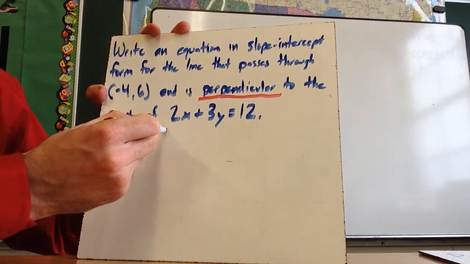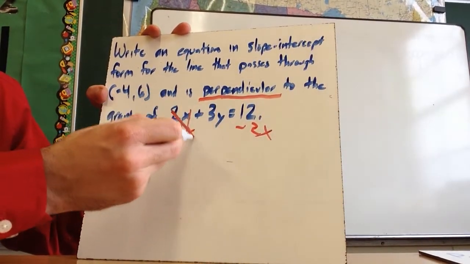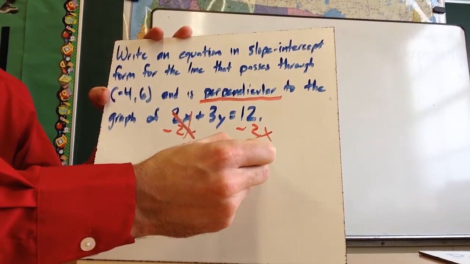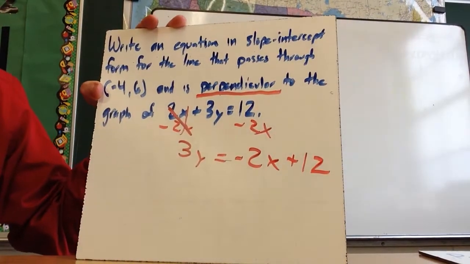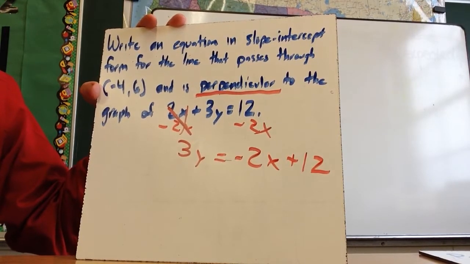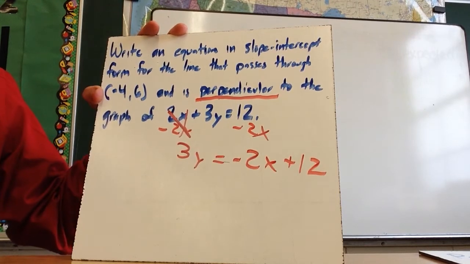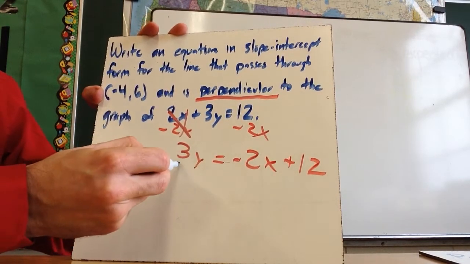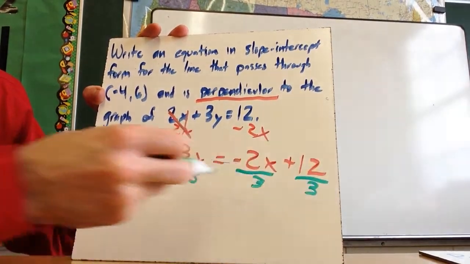So I'm going to subtract 2x from both sides. This goes away and I'm left with 3y equals, I'm going to put the negative 2x in front of the 12. Keep in mind that that does not become 10x. Right? 12 minus 2x is the same as negative 2x plus 12. Now, I need to get the y by itself, which means I need to divide everything by 3.